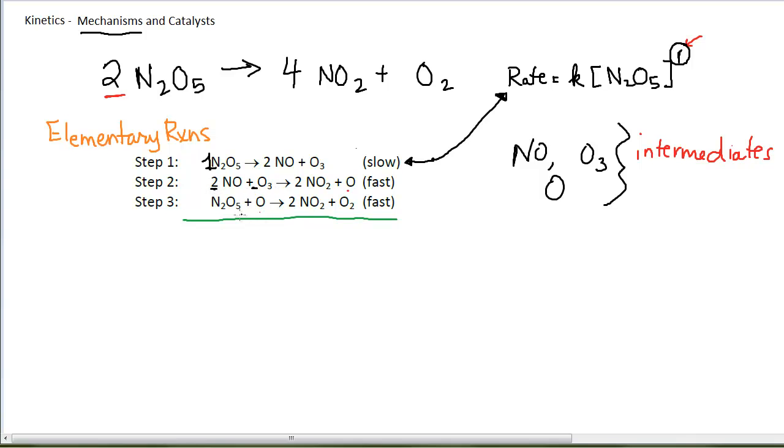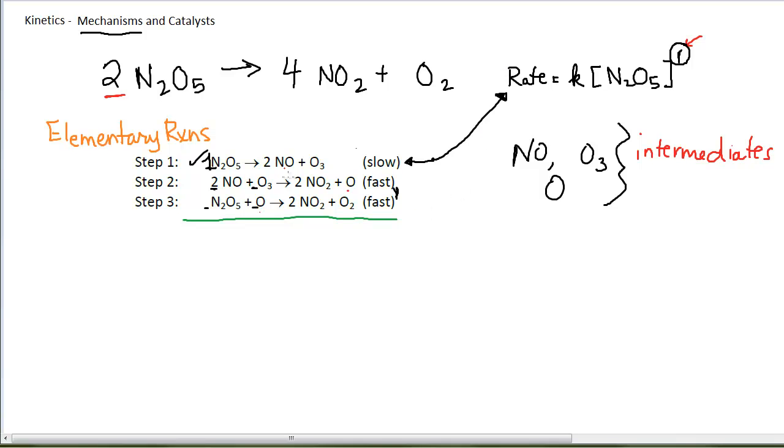And then this third step would lead to a second order overall rate law, first order in N2O5 and first order in O. But both of these happen very quickly relative to the first step, so it is the rate law of this first step which governs the rate law for the overall reaction. And that's another justification of the mechanism, is that these two have to agree. The slow step's rate law has to agree with the overall experimentally determined rate law.